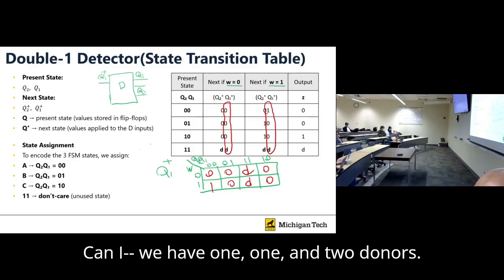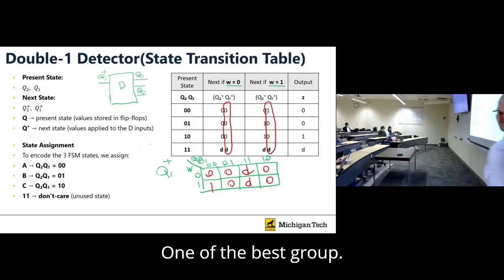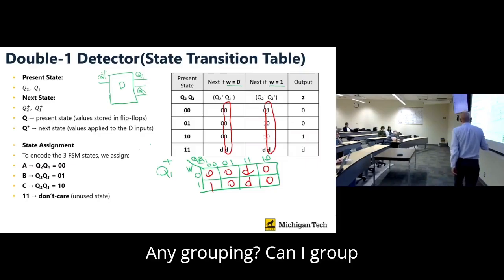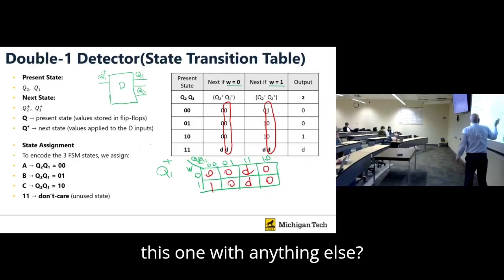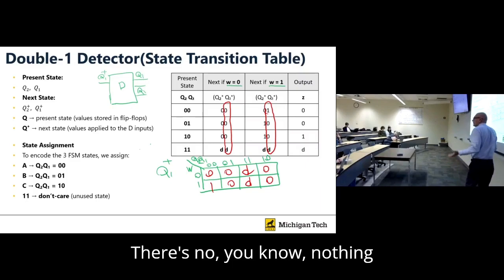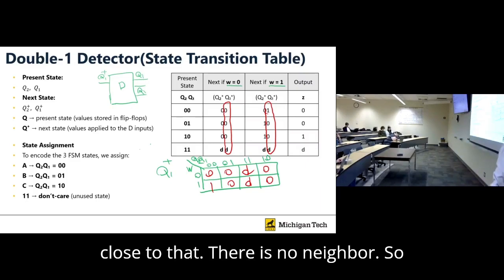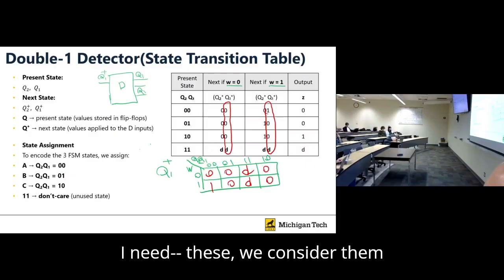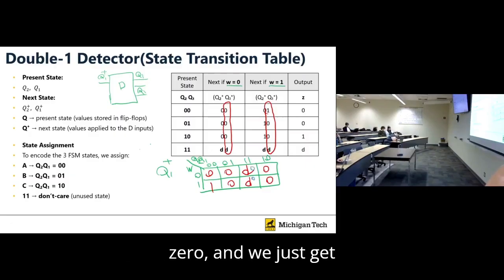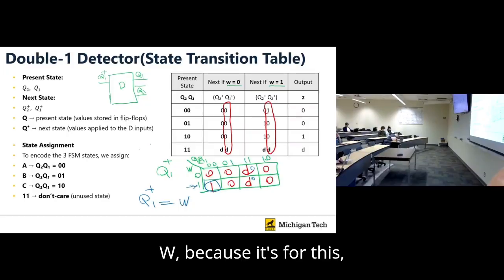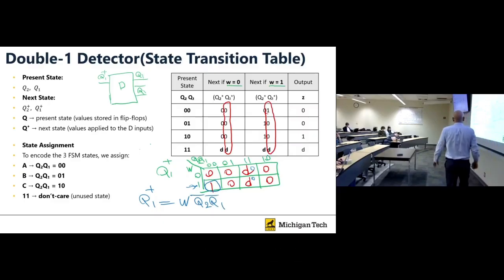We have 1, 1, and 2 don't cares. What is the best group? Any grouping? Can I group this one with anything else? There is nothing close to that. There is no neighbor. So we consider these 0, and we just get that as one group by itself. So Q1 plus is going to be W, because it's for this, and here Q2, Q1 bar. Good? That's the first one.